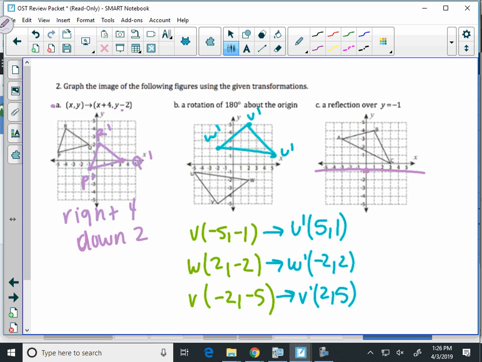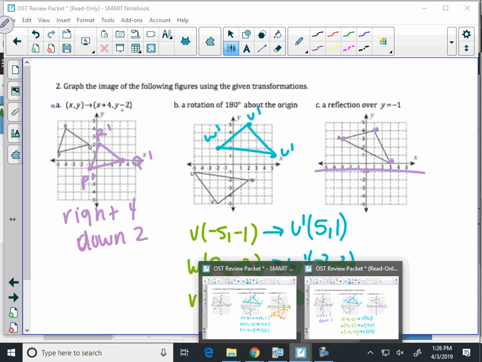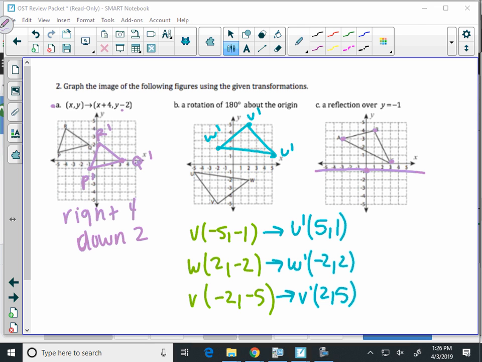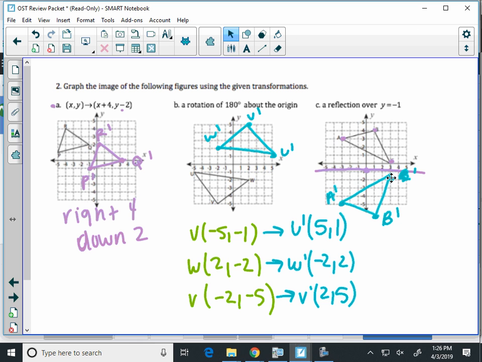Okay. Again, what you can also do is plot all 3 of these points in Desmos, type them in, and do all your work in Desmos with an expo marker. Okay. So when we do reflections, we just count. This is 1 away. So we count 1 away. This is 1, 2, 3, 4. So we count 1, 2, 3, 4. This is 1, 2, 3, 4, 5. 1, 2, 3, 4. It's going to go a little bit off the grid. C prime, B prime, and A prime. And there you go.